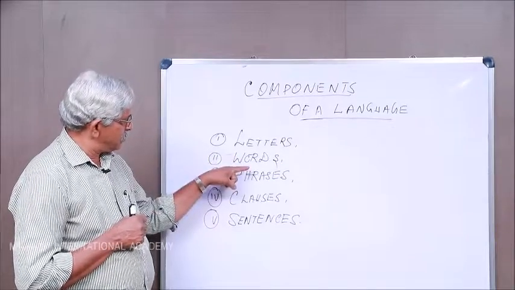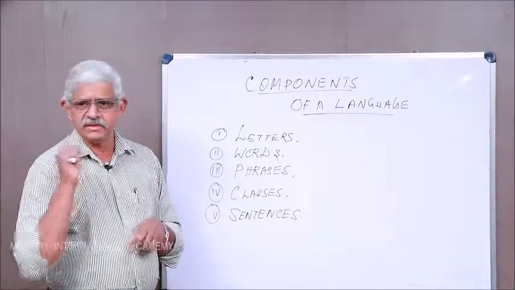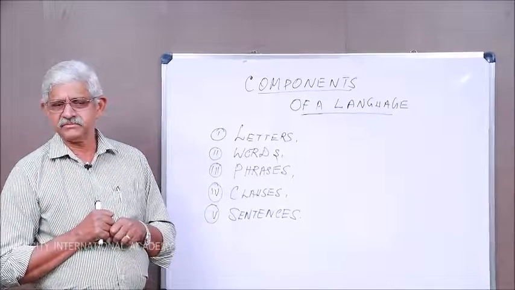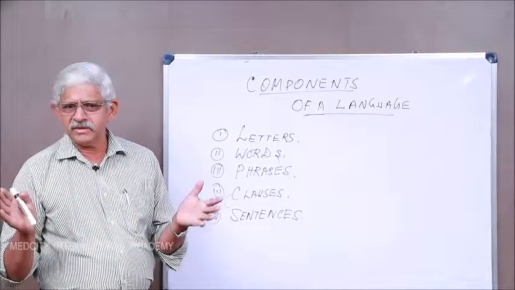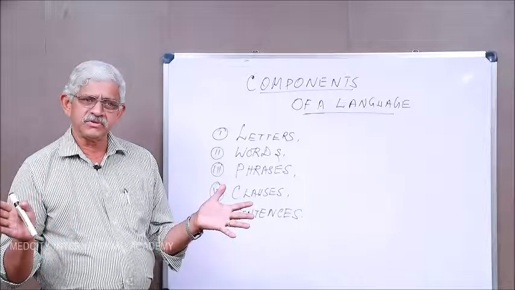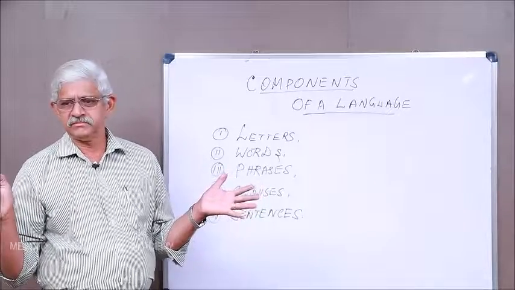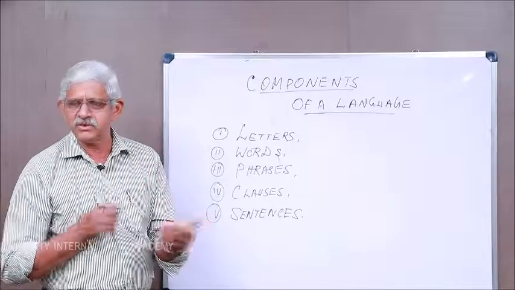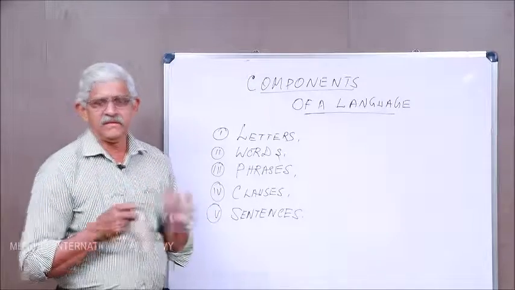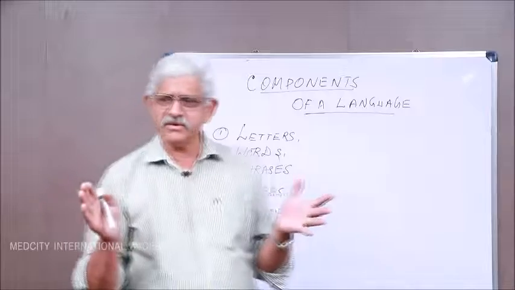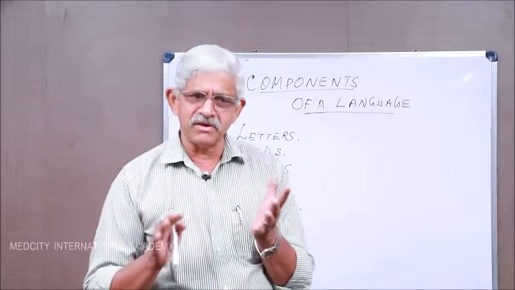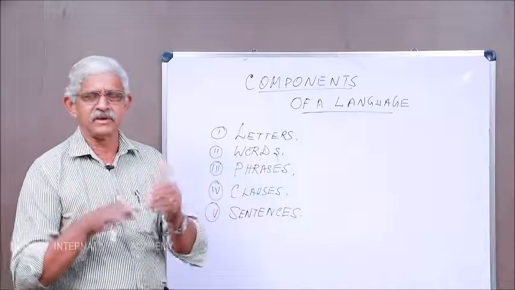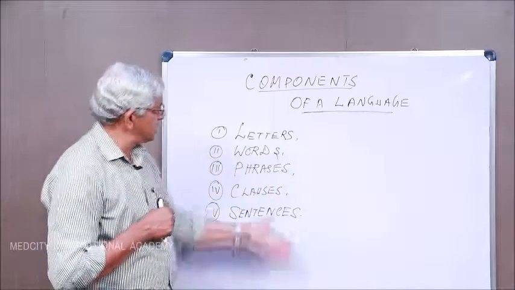The next component is the word. What is a word actually? A word is a group of letters with meaning. If you simply write a few letters, you won't get a word. The letters should be written in a particular arrangement to get words, to get meaning, and it becomes a word. So many words are here on the board itself.